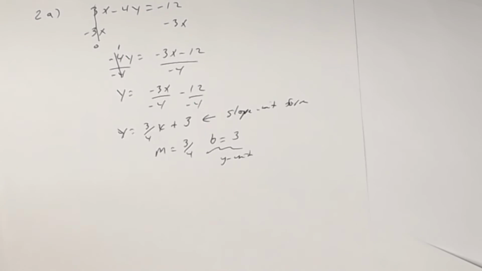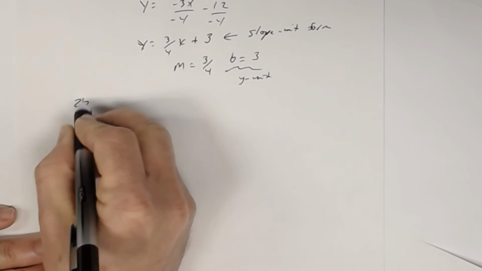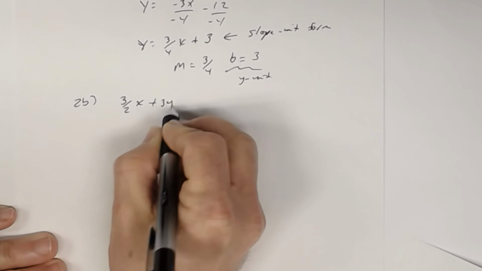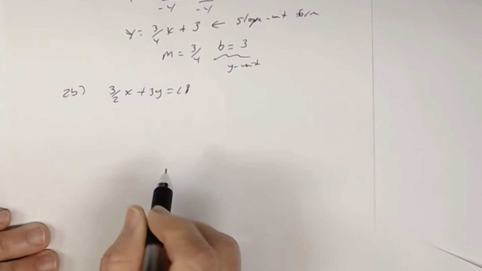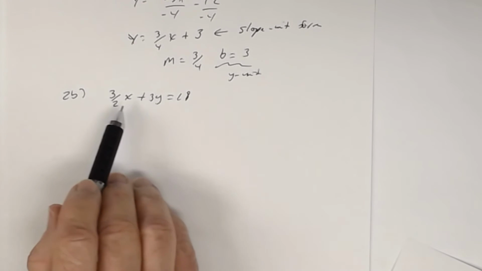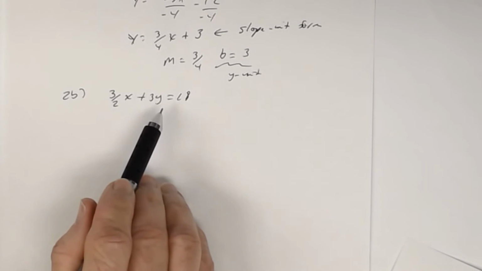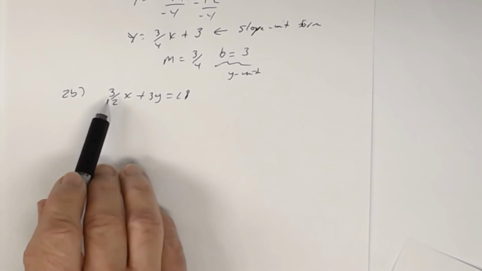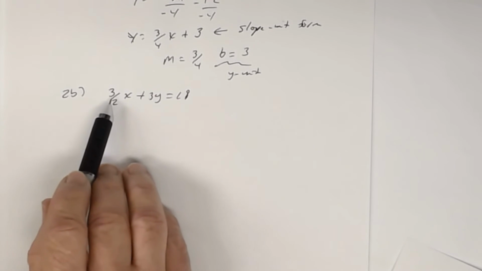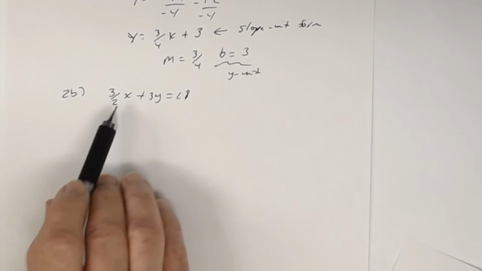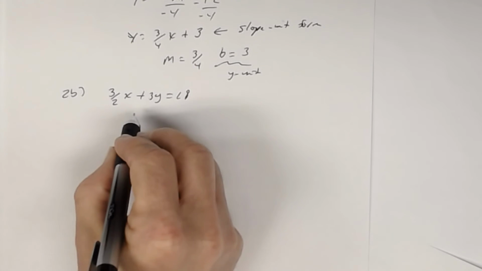Okay, so here's how you're going to do 2b. So you have 3 halves x plus 3y equals 18. Now, notice there's a fraction, right? And you had fractions the first week of school. And you know that when you have an equation and there are fractions involved, you want to clear the fractions. So right now you're dividing by 2. So let's go ahead and multiply both sides by 2 to clear the fractions. So let's go ahead and do that.